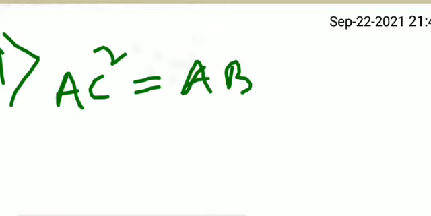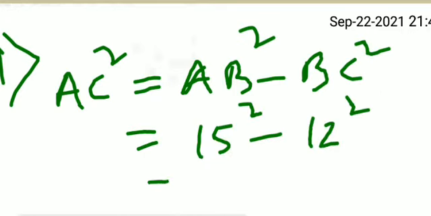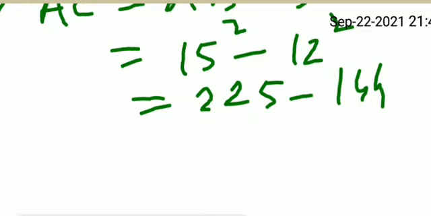Here, AC square equals AB square minus BC square. AB is given here as 15, so it will be 15 square minus BC square, where BC is 12, so 12 square. Now 15 square means 225 and 12 square means 144. So subtract it, you will get 81.